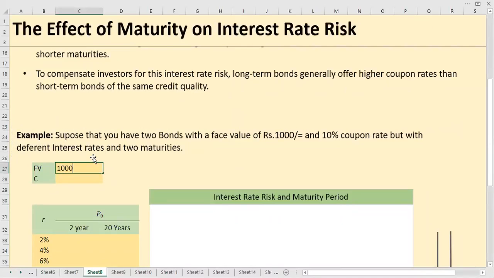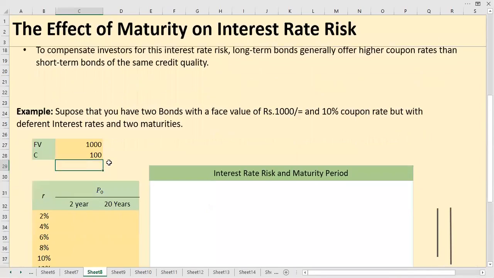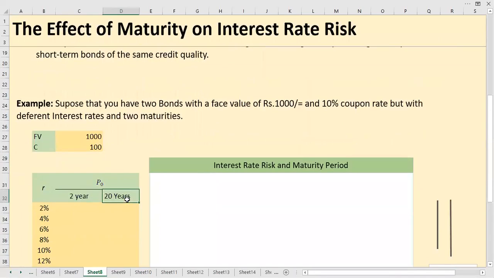It is given in the example, and the coupon value is equal to 1000 multiplied by 10%. So your coupon value is exactly equal to 100 rupees. So this is an annual coupon bond, and we have two maturities. What are the two maturities? We have a 2-year bond and a 20-year bond.